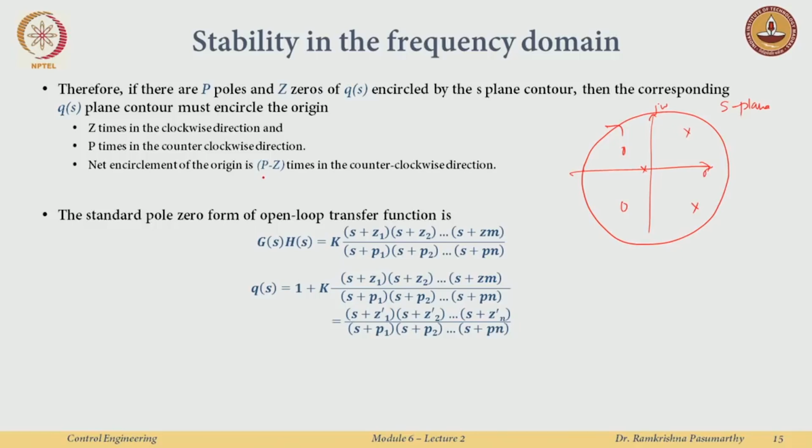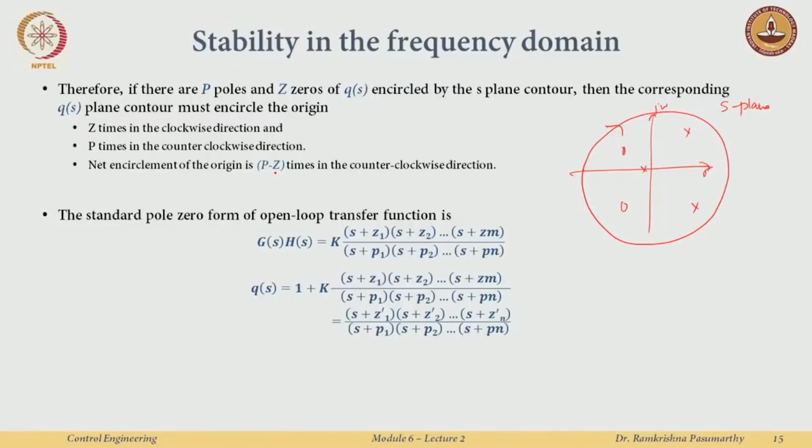Right? This number may be greater than 1, or even if it is less than 1, it does not really matter, because if it is minus 1 times counterclockwise, it means 1 time in the clockwise direction. So the sign will take care of itself. So we now know about encirclements, the mapping from the S plane to the Q(S) plane: what happens if I encircle poles and zeros in the S plane, and how it reflects on the Q(S) plane. Now, what is the relation to stability?